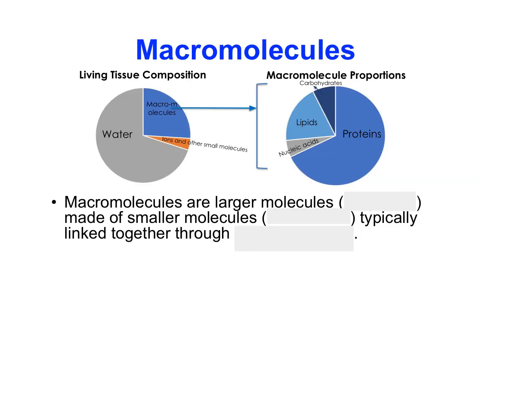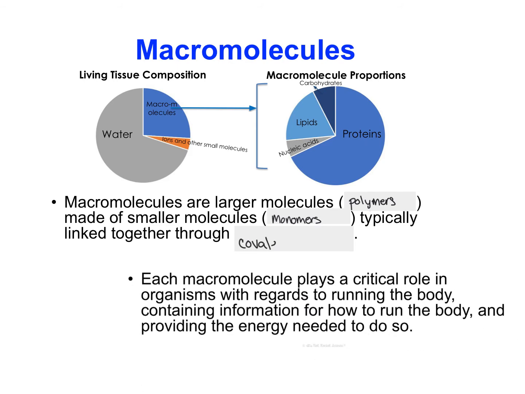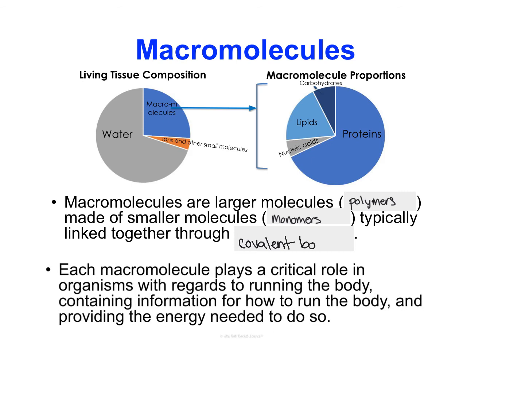As we said, 26% of all living tissue is made of macromolecules. So let's look at that 26%. Macromolecules are large molecules that we often refer to as polymers. These polymers are made of smaller molecules known as monomers, and these monomers are typically linked together through covalent bonds. And each of our different macromolecules plays a critical role in organisms with regards to running the body, containing information on how to run the body, and providing the energy needed to do so.